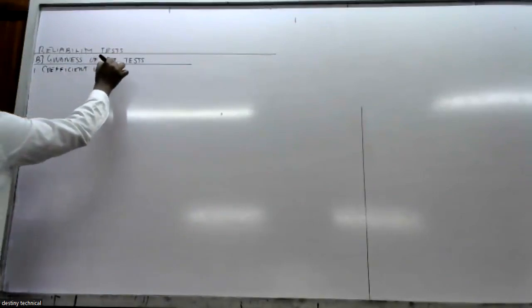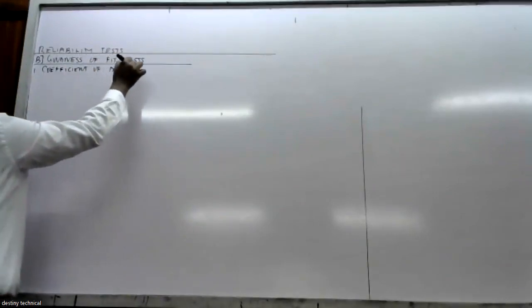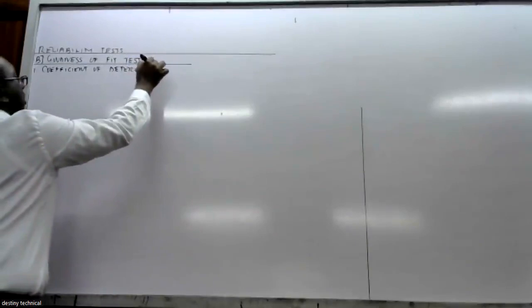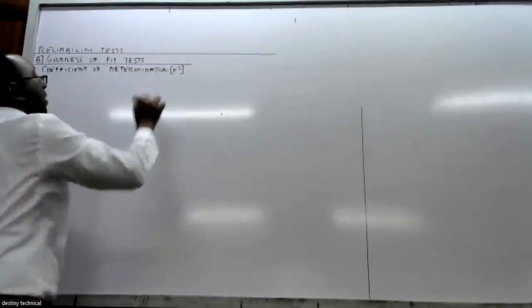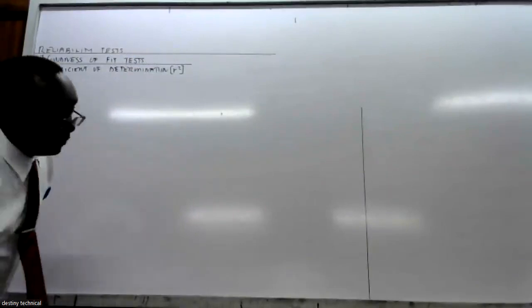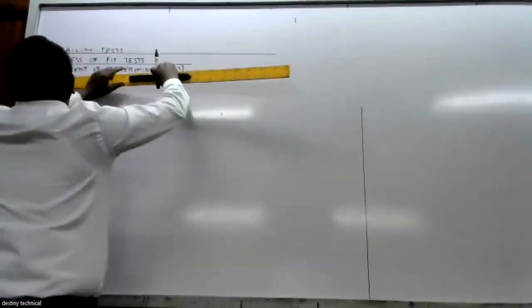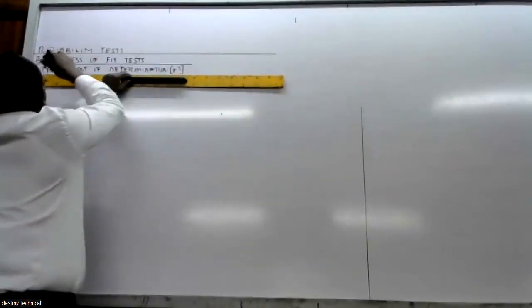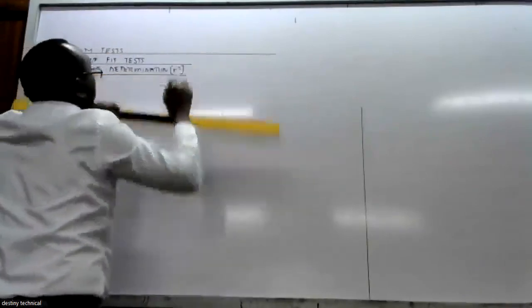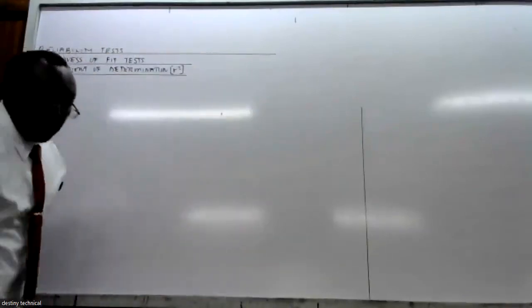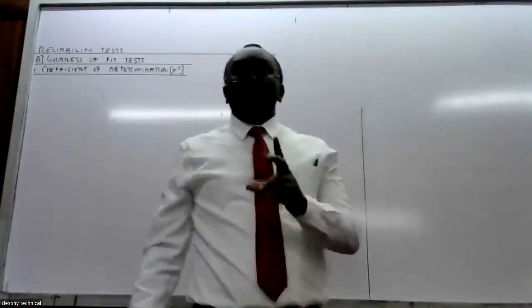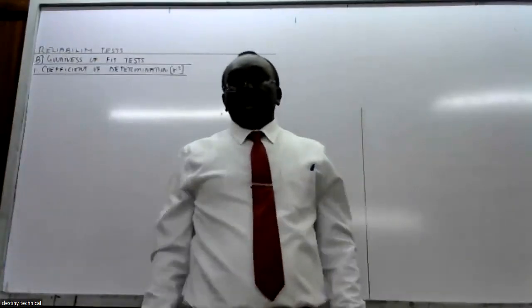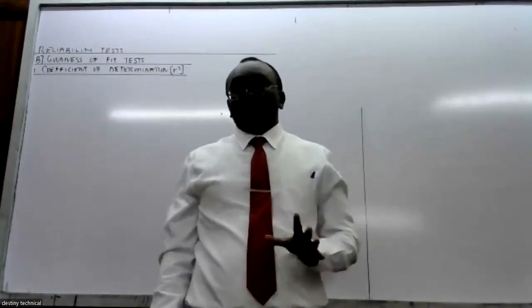Coefficient of determination, R square. Now, this coefficient of determination simply shows how well X explains Y.